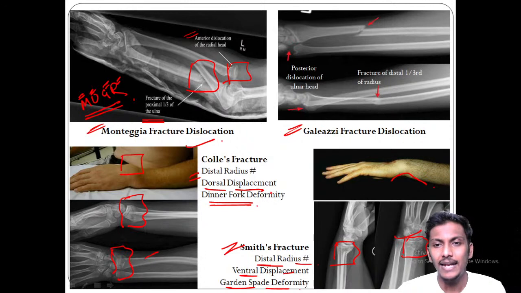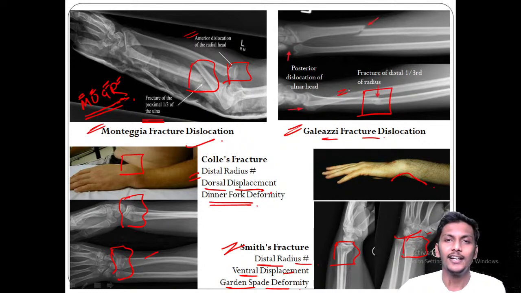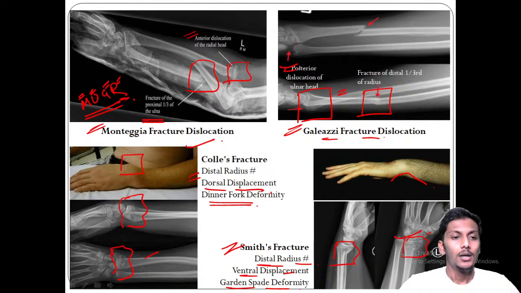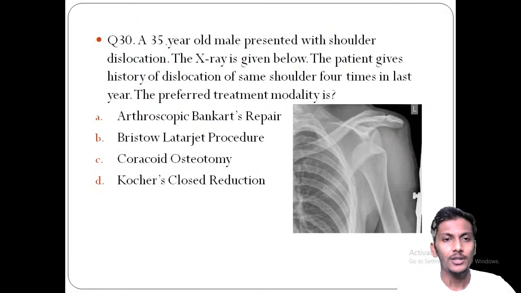Whereas in cases of Galeazzi fracture dislocation, what happens? Okay, in Galeazzi there is radial fracture. Therefore, there is fracture of the distal 1/3 of the radius shaft along with inferior or distal radioulnar joint dislocation. Okay, so there is posterior dislocation of the ulnar head. Right, important one. Moving further to our next question, question number 30.